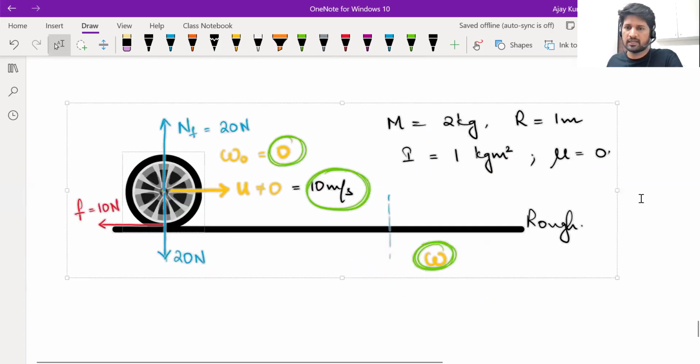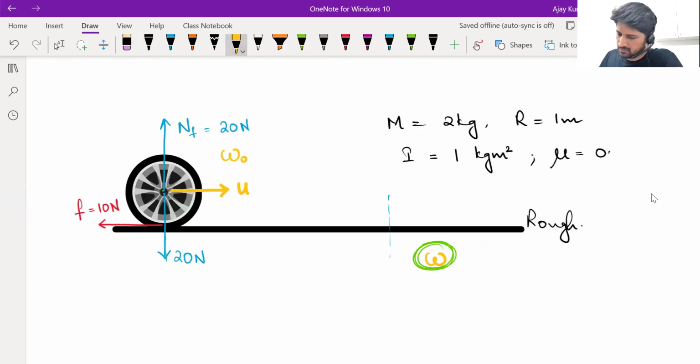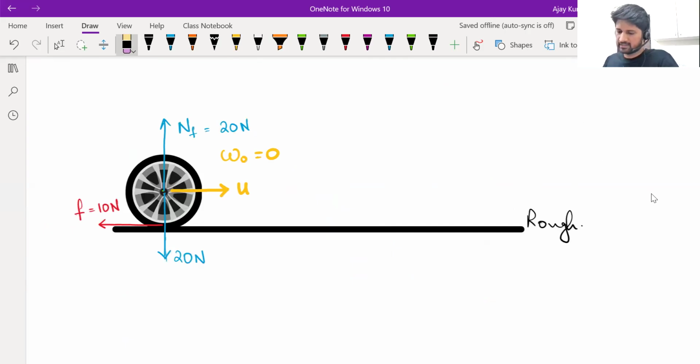We want to find out the final angular velocity and final speed, no? I'll tell you what can be done. Omega naught is 0. You see the forces acting: weight, normal force and friction. Weight and normal force are balanced, means they can't produce net force, they can't produce net torque also, and they can't produce net torque about any axis, not just the center, because they are balanced forces. Friction is the only force which may produce torque about some axis.